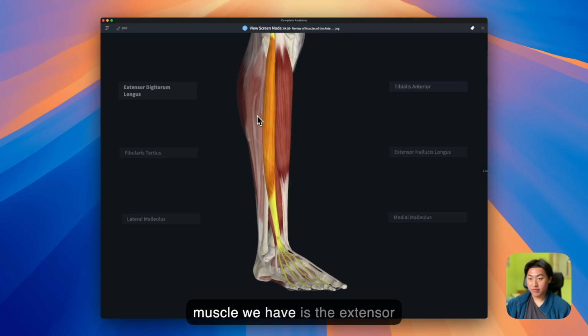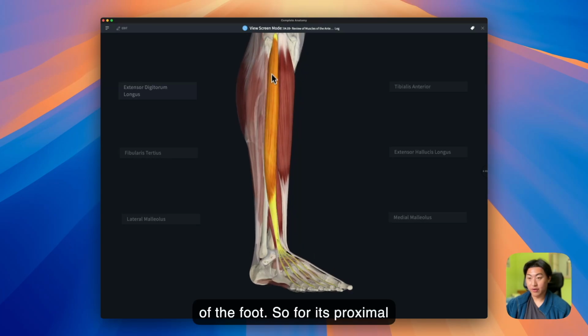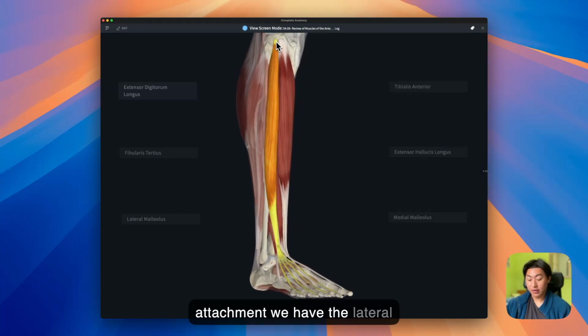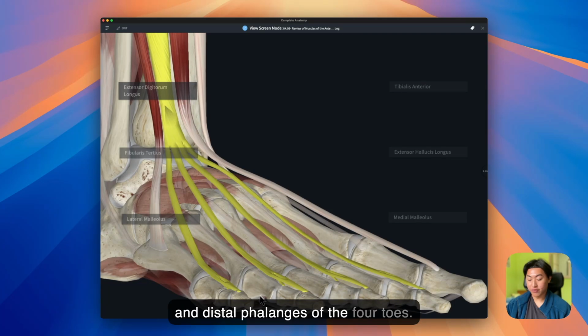So the next muscle we have is the extensor digitorum longus, and just like the name suggests, it extends the digits of the foot. So for its proximal attachment, we have the lateral condyle of the tibia, and also the superior and medial side of the fibula. And then it runs down here and branches off to attach to the middle and distal phalanges of the four toes.